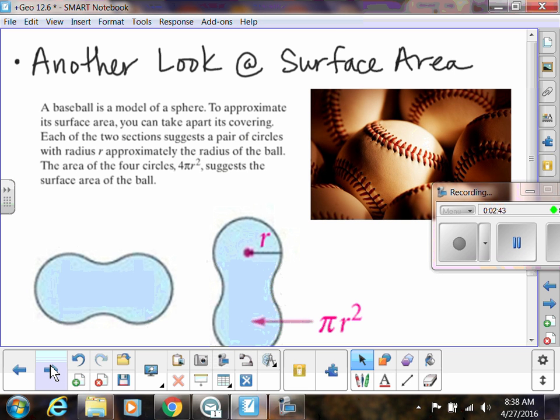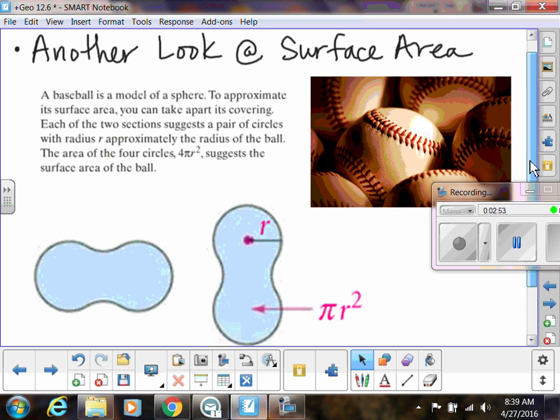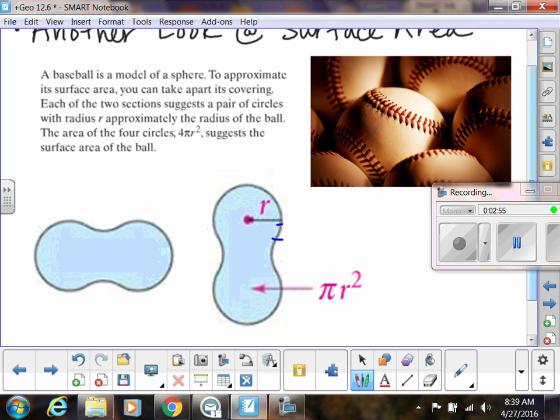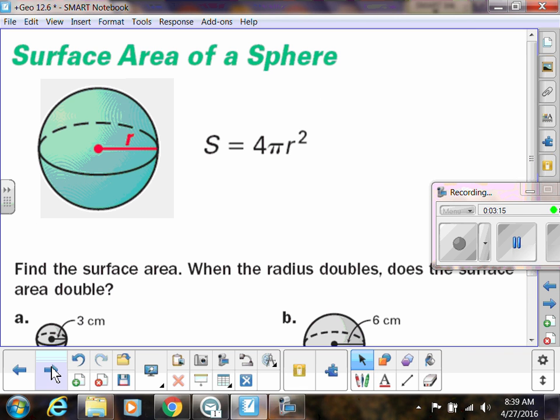Another way of thinking of that is looking at a baseball. A baseball is a sphere and the covering is like the surface area. If you uncover it, it looks like this shape. These would be like where the stitches are. And they kind of look like 4 circles. They're not quite that because they have to connect them. But if we were to make this as basic as possible, we would have 4 circles and that would be 4 pi r squared. So our surface area of a sphere is simply 4 pi r squared.